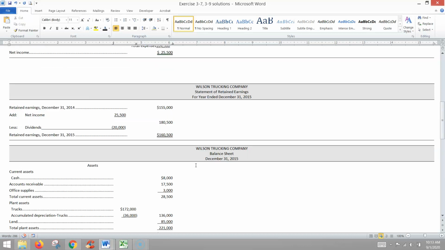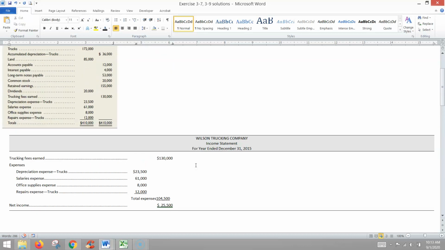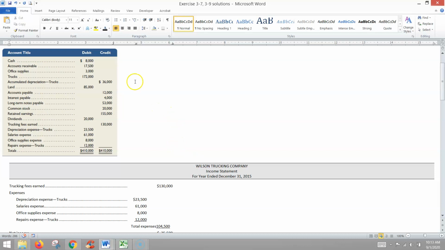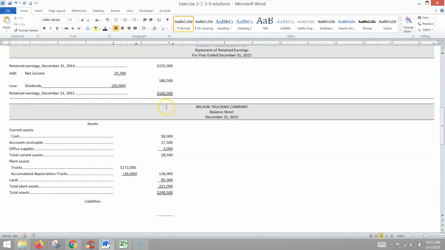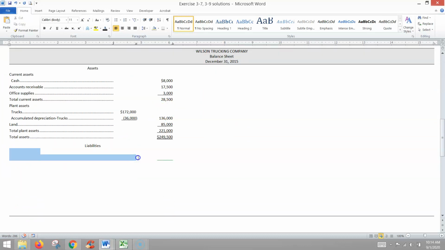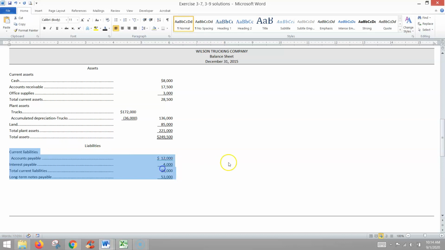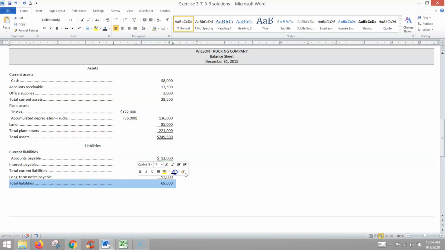Next, we're going to list our liabilities. So we go back to the trial balance. We have accounts payable, we have interest payable, we have long-term notes payable. So we're going to prepare the liabilities section. Our current liabilities are accounts payable and interest payable. Current means they're due and payable within a year. We add our long-term notes payable, and we end up with our total liabilities.